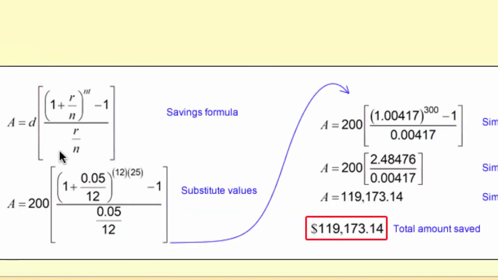So here's an example of that. Let's say you're investing $200 a month that earns 5% annual interest. How much money would you have in 25 years? Well, you can see all the numbers entered here, and the amount you get is almost $119,000 if you deposit $200 a month, earning 5% annual interest for 25 years.